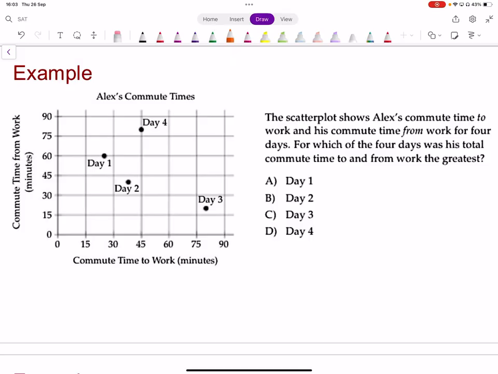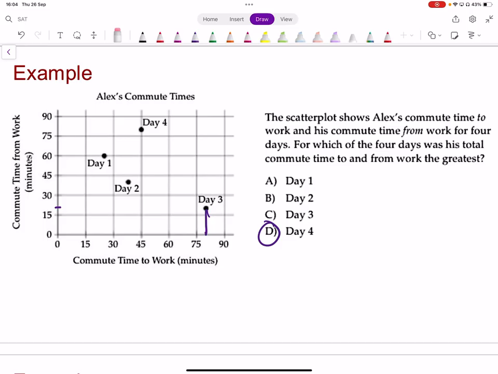In which direction is the time increasing on the x-axis? This direction. In which direction is time increasing on the vertical axis? In this direction. So you want the point that is towards top right, as far as possible from the origin towards top right. So there are two possibilities. It's either day 4 or day 3. उनका आपको देखना पड़ेगा, उनको count करना पड़ेगा. This is around 80 and 20, that's around 100 for day 3. What about day 4? 45 and 80, that's much more than 100, so it's supposed to be day 4. That's our answer. Is that okay?